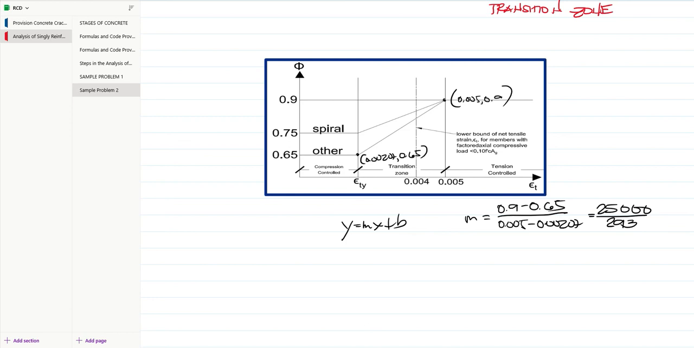So, to determine the y-intercept, syempre, substitute lang natin yung isang coordinate. Piliin na natin yung 0.005 and 0.9. So, that will be 0.9 is equal to, lagyan na muna natin yung slope, so, that is 25,000 over 293 times 0.005 plus b. So our y-intercept will be equivalent to a value of 1387 over 2930. Ito na ngayon yung ating y-intercept.